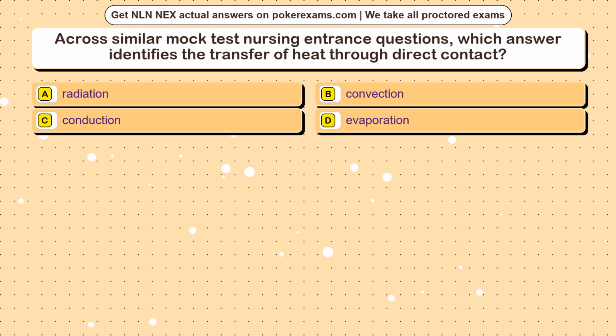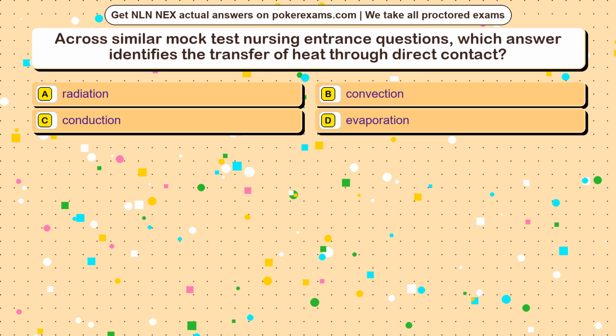Question 20. Across similar mock test nursing entrance questions, which answer identifies the transfer of heat through direct contact? Option A, radiation. Option B, convection. Option C, conduction. Option D, evaporation.